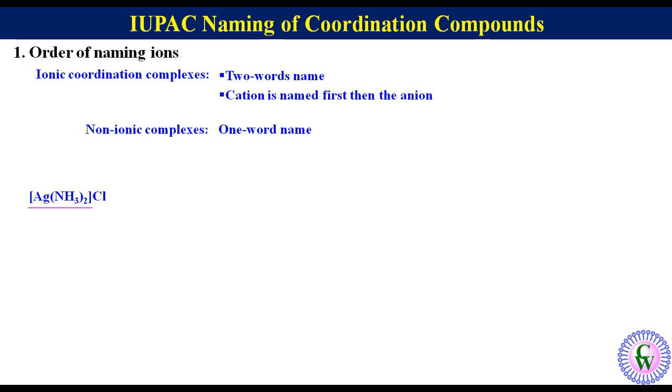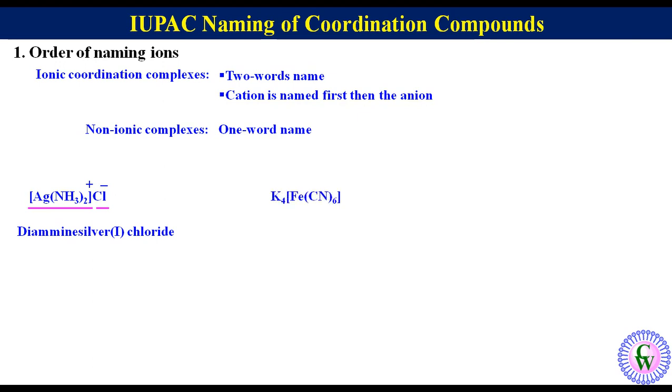This consists of a cationic complex ion and an anionic chloride ion. Since it is ionic, its IUPAC name will be of two words. The first word will be the cation, which is the complex ion, named as diamminesilver(I), and the second word will be the anion, that is chloride. We will learn where the name diamminesilver(I) came from in a later section of this lecture.